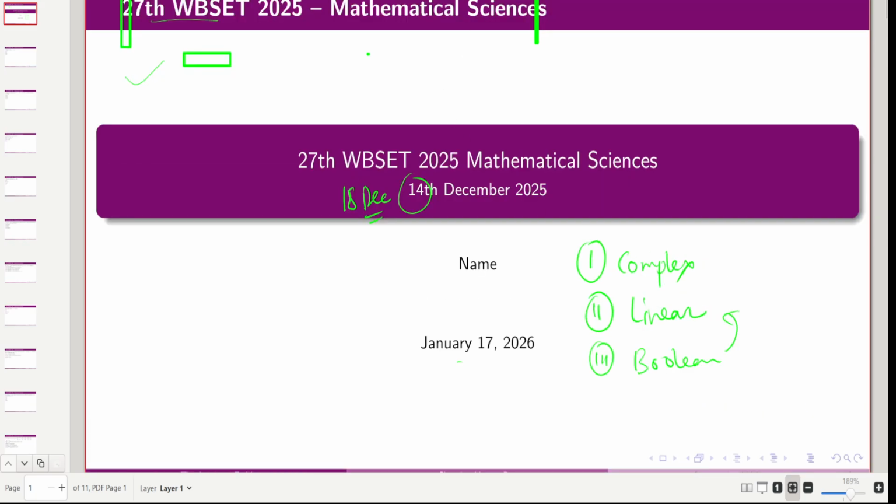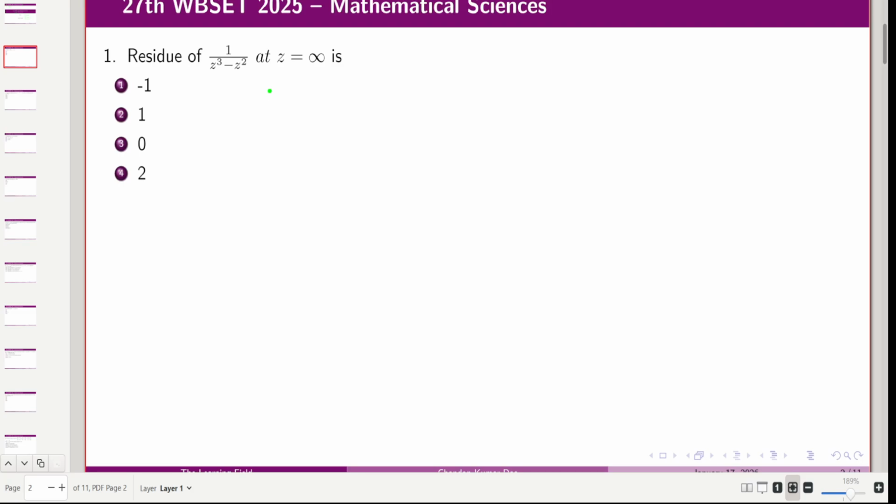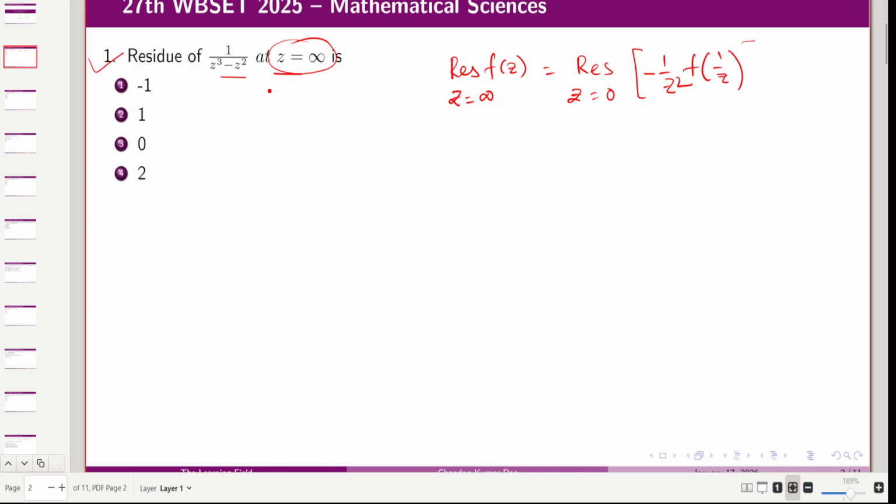So what is the question first? Question number one. It says that the residue of 1 by z cube minus z square at z equal to infinity is. So we all know how to find the residue at z equal to infinity. The residue of f(z) at z equal to infinity is the residue at z equal to 0 of the function minus 1 upon z square f of 1 upon z. So z at infinity means z at this, so residue of this means residue of this.